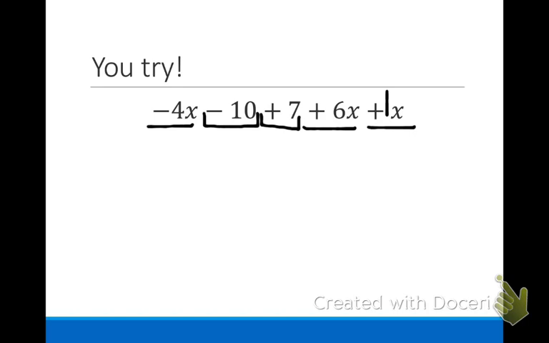So it's really negative 4 plus 1 plus 6. So that would leave me with 3x, and then negative 10 plus 7 leaves me with negative 3. Awesome.